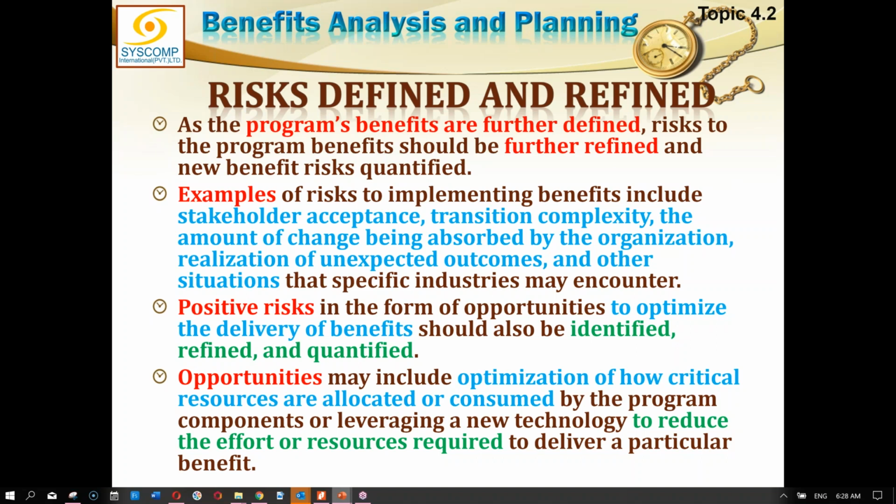And this is why, because programs are more uncertain than projects. Projects were uncertain, I agree, but programs are even more uncertain because of their complexity and longer life. So positive risks in the form of opportunities to optimize the delivery of benefits should also be identified, refined, and quantified. Opportunities may include optimization of how critical resources are allocated and consumed by the program components, or leveraging a new technology to reduce the effort or resources required to deliver a particular benefit.